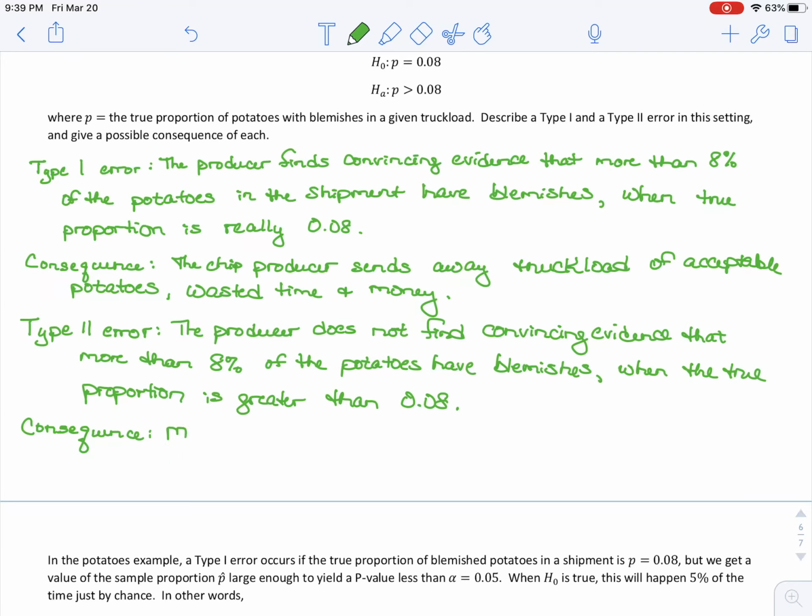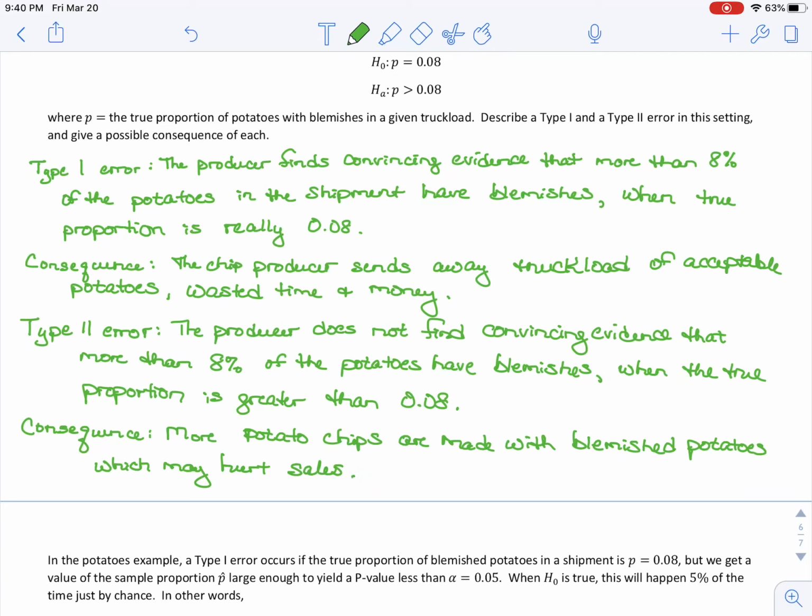Okay, so again, this would be that more potato chips are made from crappy potatoes. Blemished potatoes. It's a nice way to say crappy potatoes. Which may upset your customers, which may end up hurting your sales.